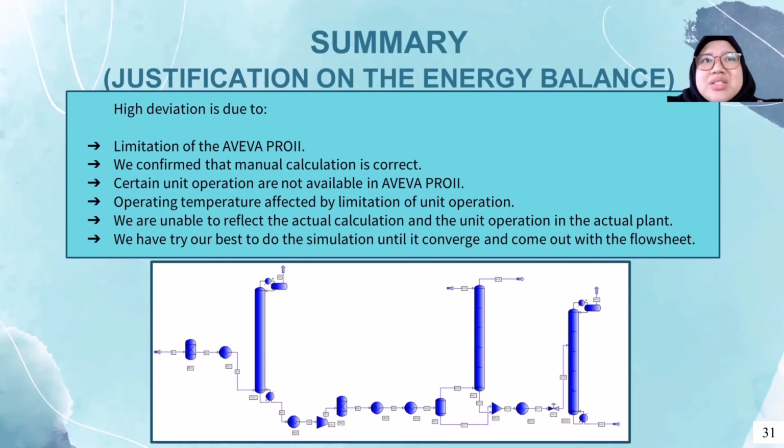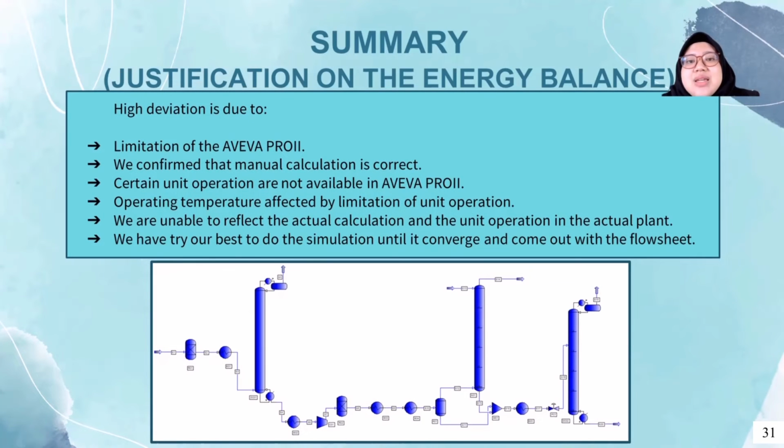We have tried the simulation many times, trial and error and playing with the temperature and so on, but the issue is we are unable to converge the simulation flow sheet. We have tried our best, but still cannot converge. So at the end, we came up with this flow sheet and we managed to converge it. This is all we have done for mass and energy balance.